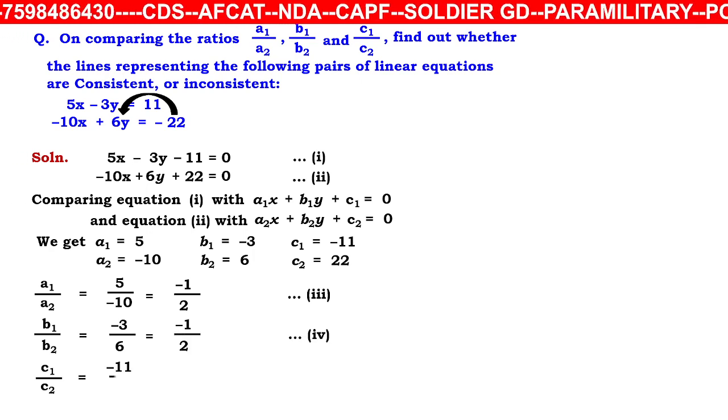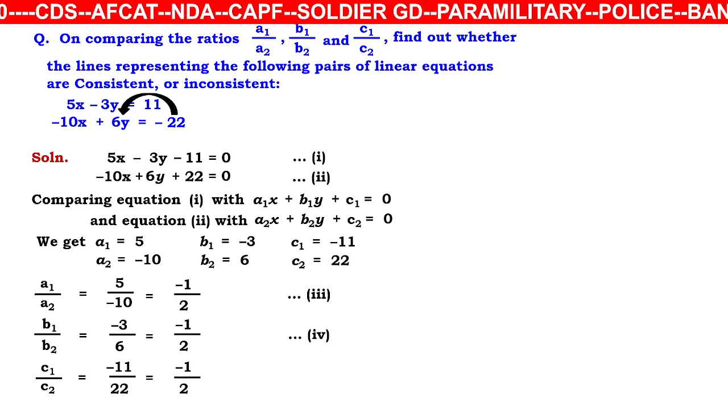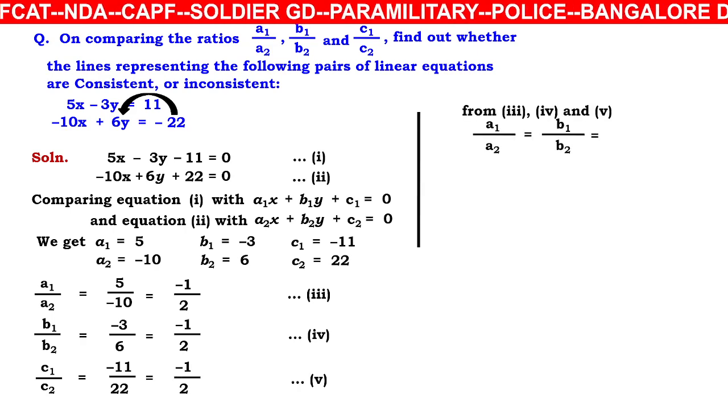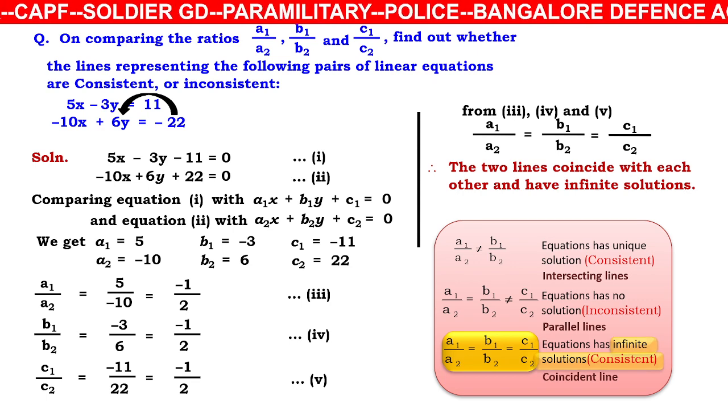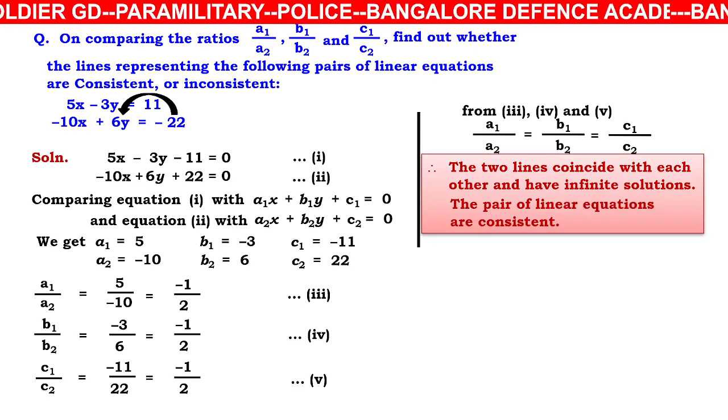So all the three ratios are equal. So the third condition is satisfied. It is a coincident line. That means it is an overlapping line.